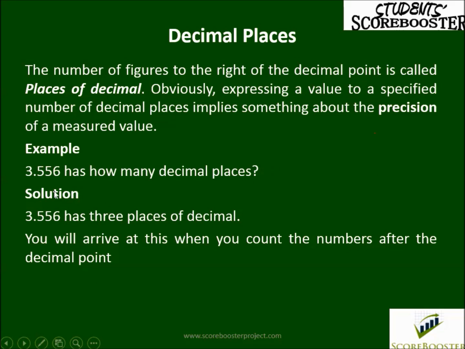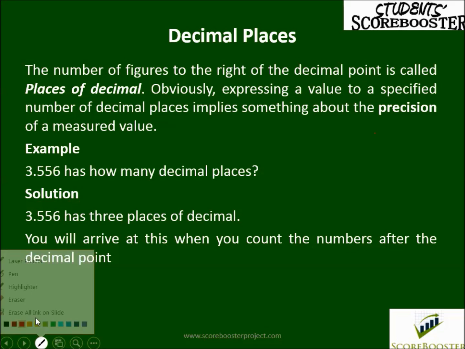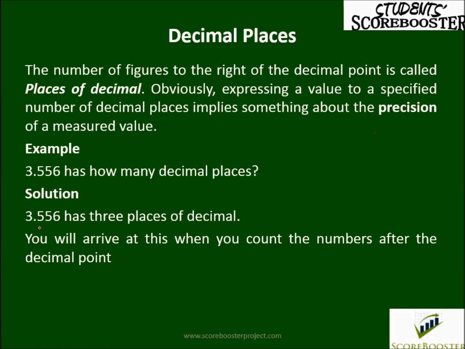So now let's have an example. 3.556 has how many decimal places? 3.556 has 3 places of decimal, because the decimal places are the number of digits you have to the right of the decimal point. So this is the first, this is the second, and this is the third. So you have 3 numbers after the decimal point. So 3.556 has been expressed to 3 decimal places.